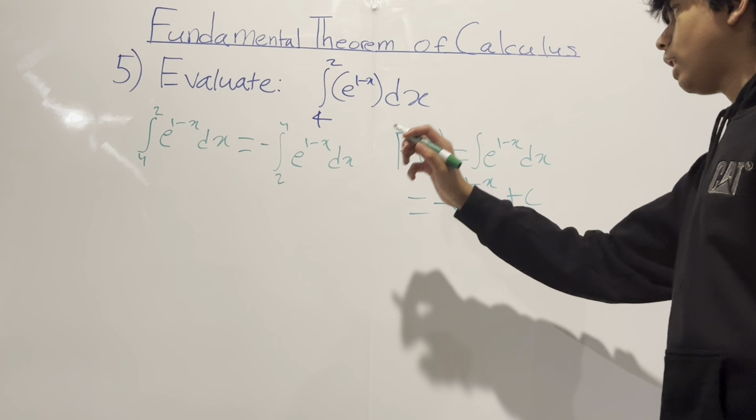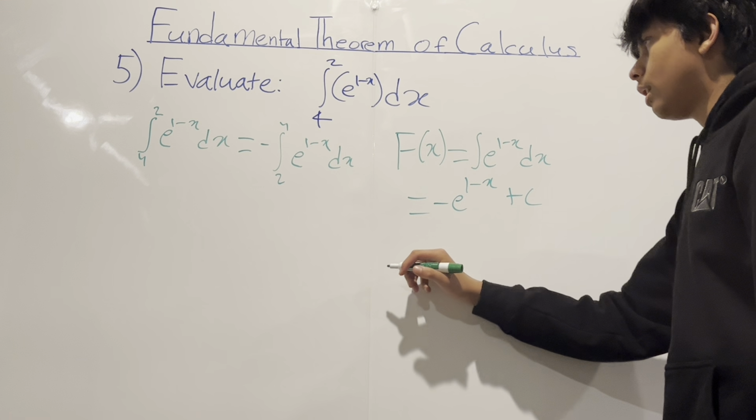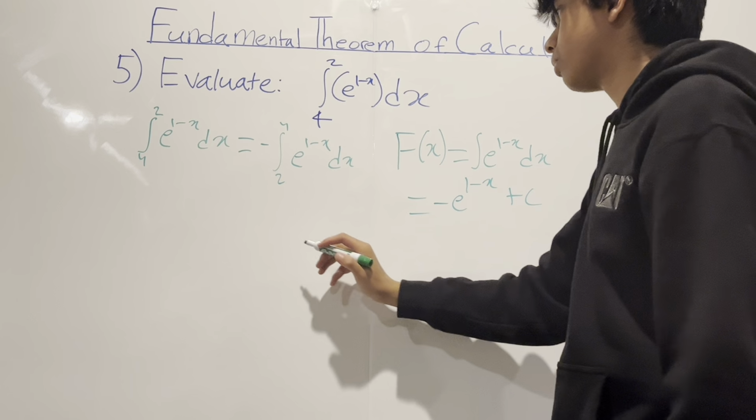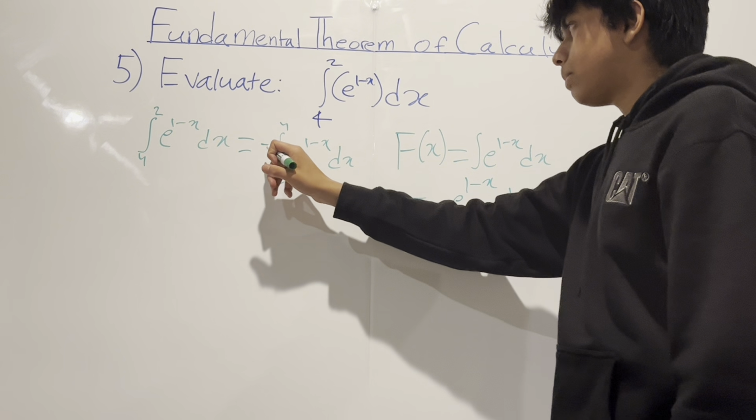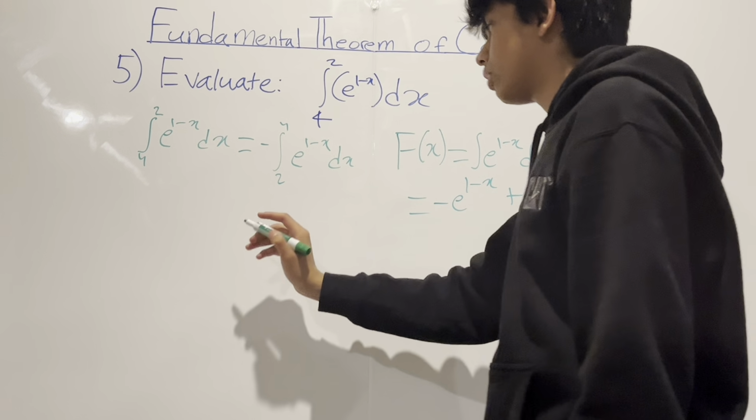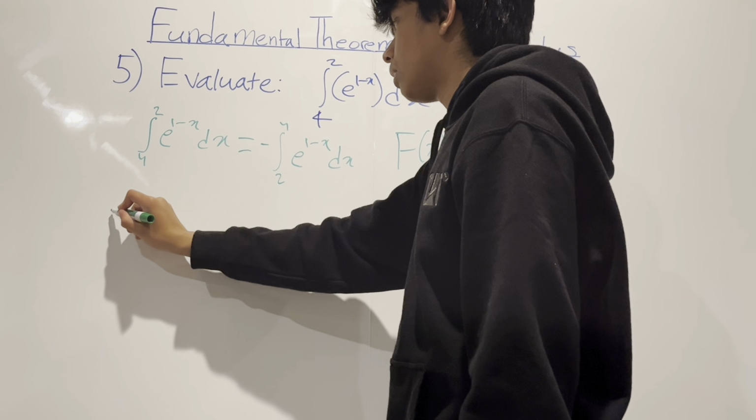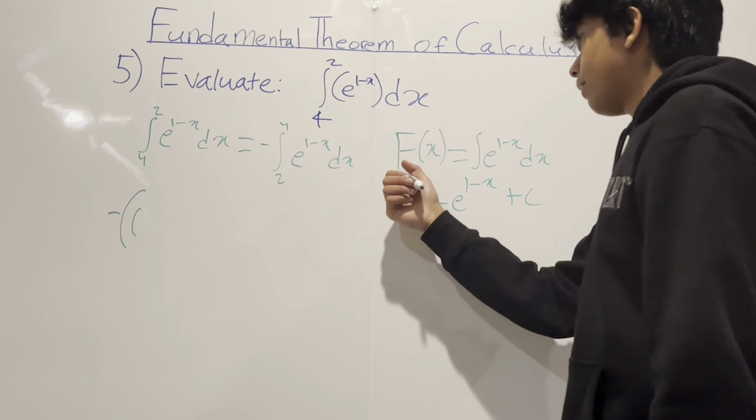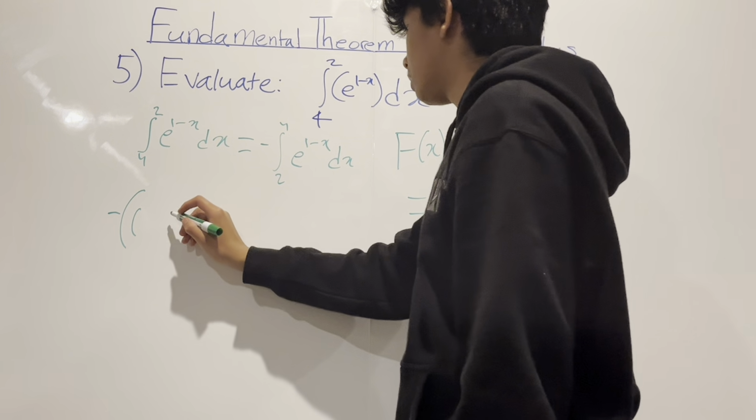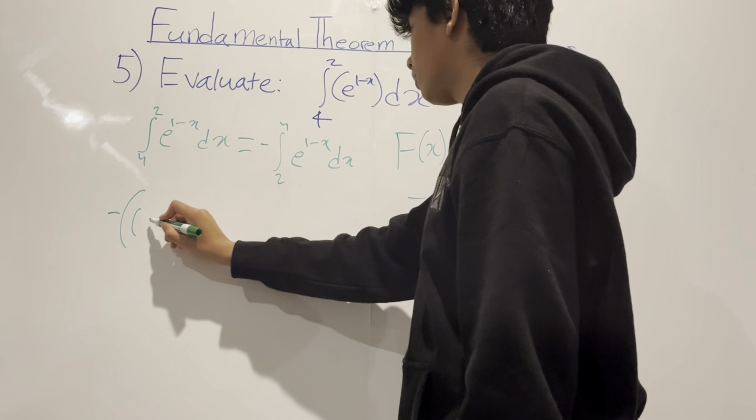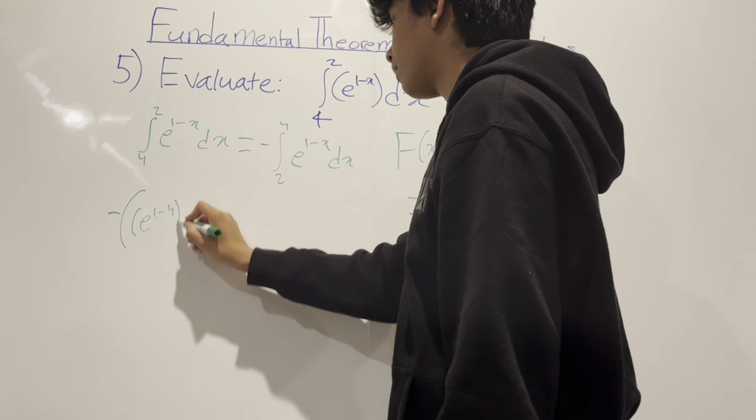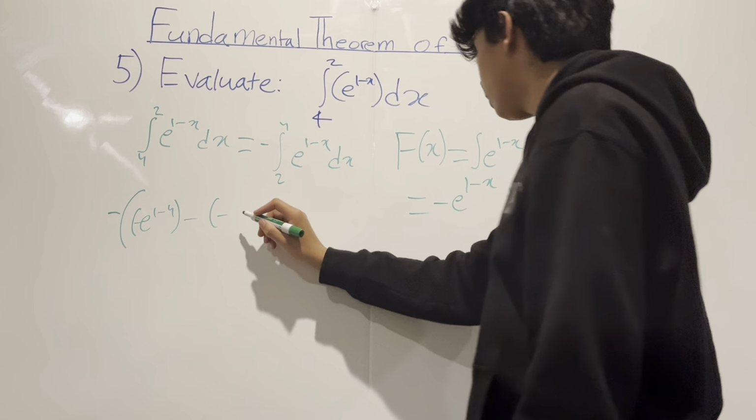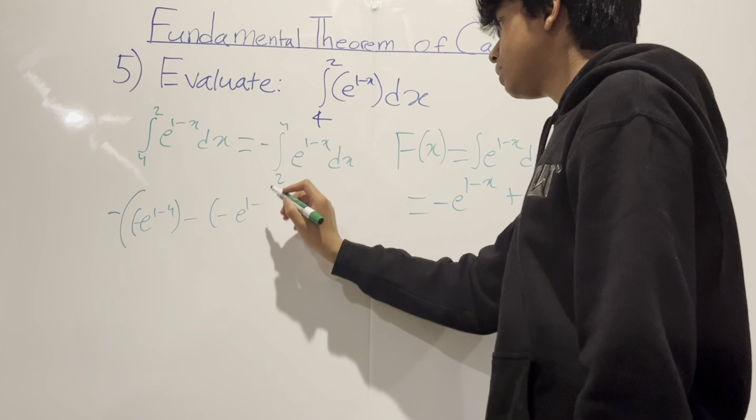Okay, now let's find F of b minus F of a. And again, we have b as 4 and a as 2 because we used the reversal rule. But also, we need to keep in mind that we put a negative sign, so we can't ignore that. So let's do it over here. Negative, and then F of b is negative e to the 1 minus 4, minus, negative sign there, negative e to the 1 minus 2.